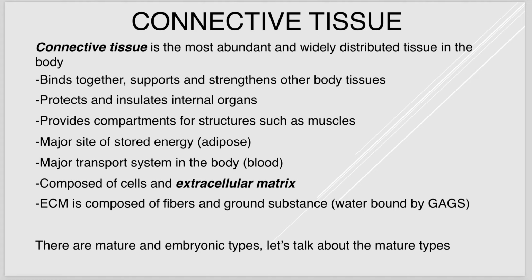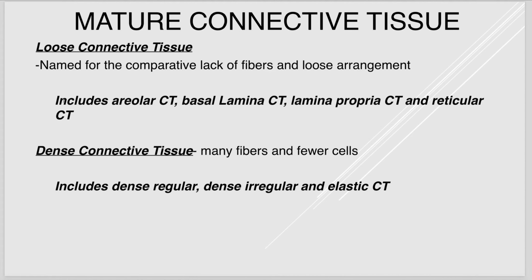Then we talked about connective tissue, which is definitely the most abundant tissue in the body. Lots and lots of functions. So it transports things, and of course it connects things, it binds, supports, insulates, stores energy, has cells and more extracellular matrix than epithelial tissue. So there are mature and embryonic types, but we're just going to talk about mature types of connective tissue, starting with loose and dense connective tissue.